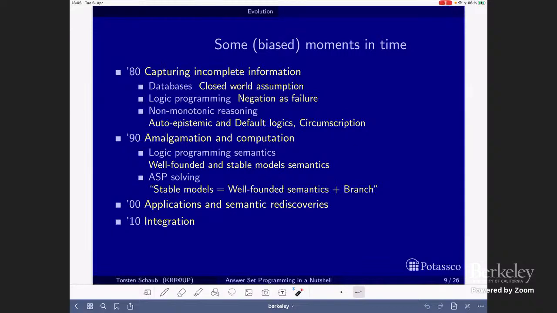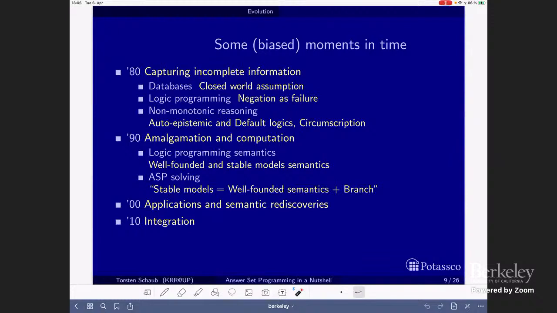From autoepistemic reasoning. And what is, I think, more astonishing, Vladimir told me the other day that at the same time, in philosophy, they also proposed it, but I forgot the name, unfortunately. There was yet another completely independent proposal of the same semantics at the time.